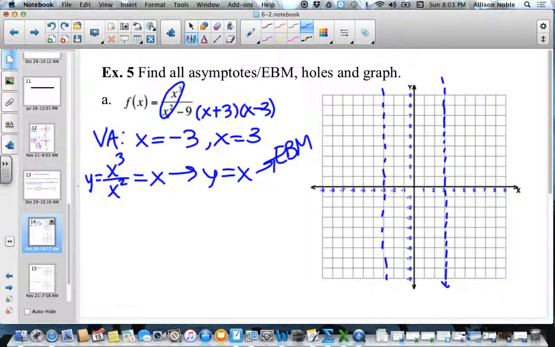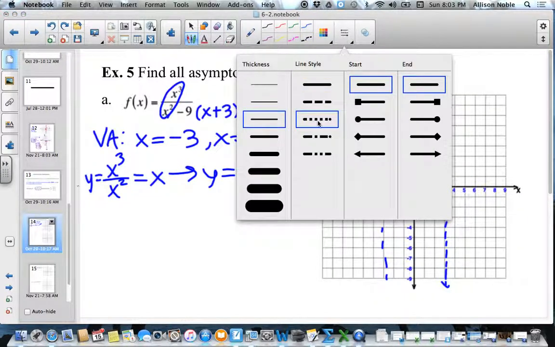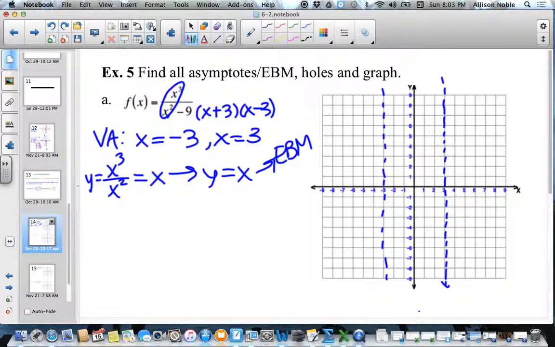So if I graph the line y equals x, I'm going to do it like this so that I can do this nice and straight. So the line y equals x is another asymptote, or an end behavior model. So that is how we would graph the top heavy parts. We don't have any holes because nothing cancels, so there are no holes.